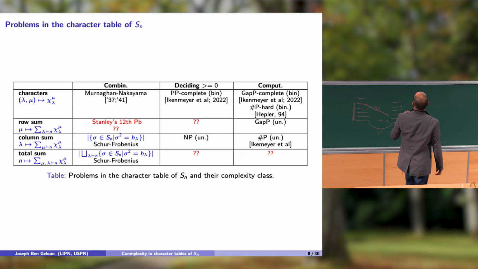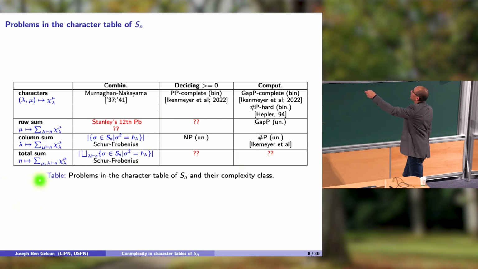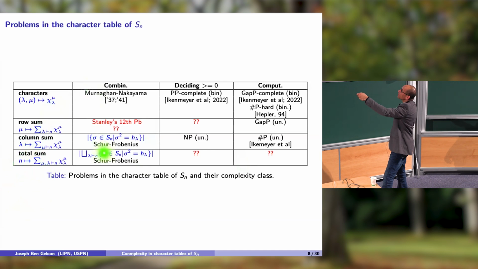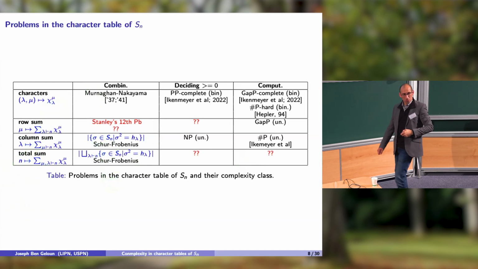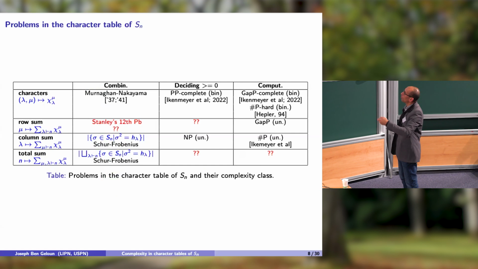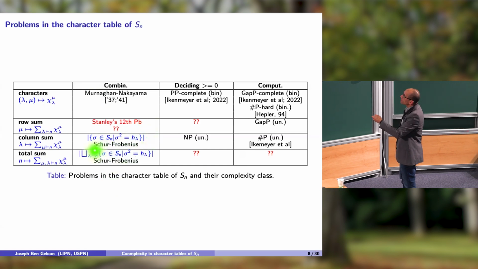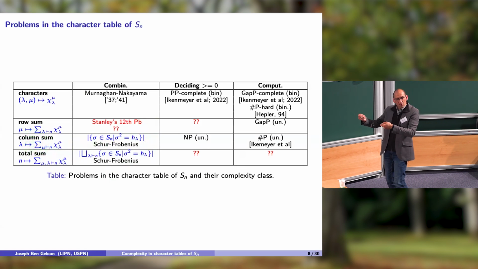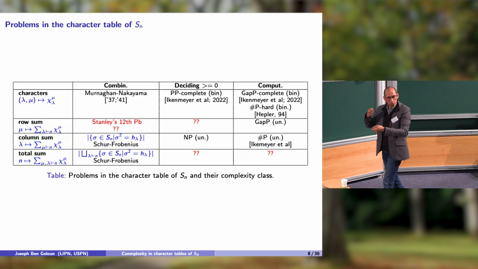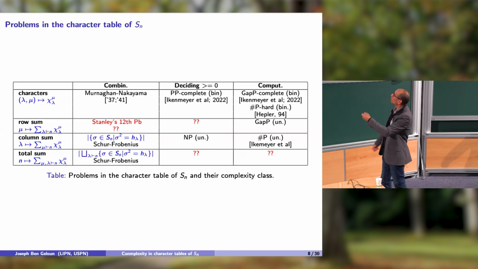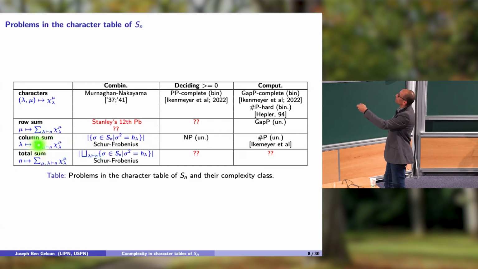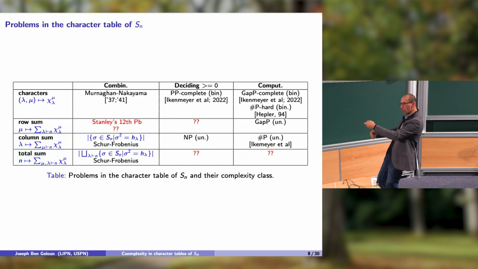All right, so column sums. For column sums, the combinatorial rule is known. This is also an old result by Schur and Frobenius. The column sum, so if I give you one conjugacy class, you fix a column and you sum over all rows. This is what we call the column sums of the character table.